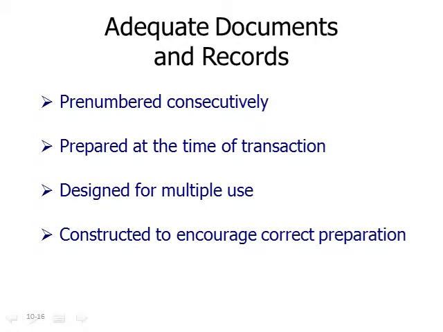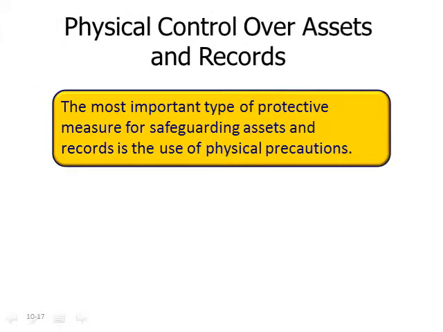When we talk about adequate documents and records, we're looking at examples that would include pre-numbered consecutively, such as checks. Checks are pre-numbered and they're sequentially numbered. We're looking at items that are prepared at the time of transactions and not prepared in advance. They may be designed for multiple use, and they may be constructed such to help facilitate the correct preparation in accordance with our control procedures. And then finally, we talk about physical control over assets, and that the most important type of protective measurement for safeguarding of assets and records is the use of physical precautions, and that is so they are locked up when they should be locked up with access to that safe place only by authorized individuals.